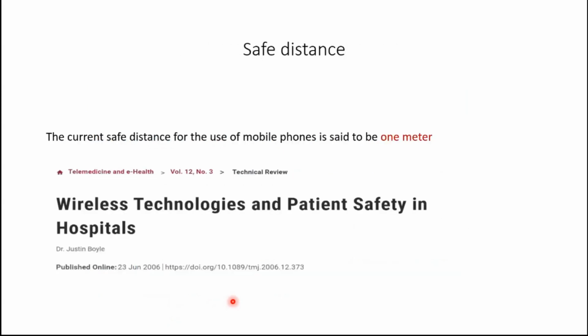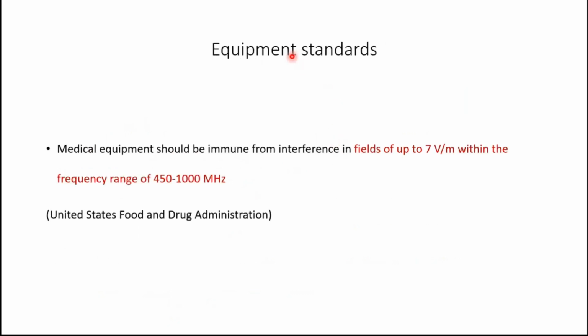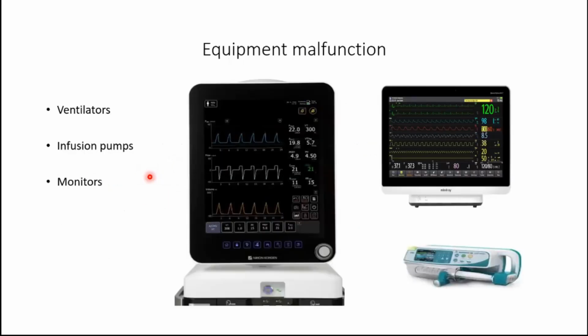So what should be the safe distance? Smartphones should be restricted in NICU as far as possible, and if at all they are being used, the current safe distance for the use of a smartphone is said to be 1 meter from a device. Then what should be the equipment standard? According to the United States Food and Drug Administration, medical equipment should be immune from interference in fields of up to 7 volts per meter within a frequency range of 450 to 1000 megahertz. And this can be cross-checked during purchasing of instruments.